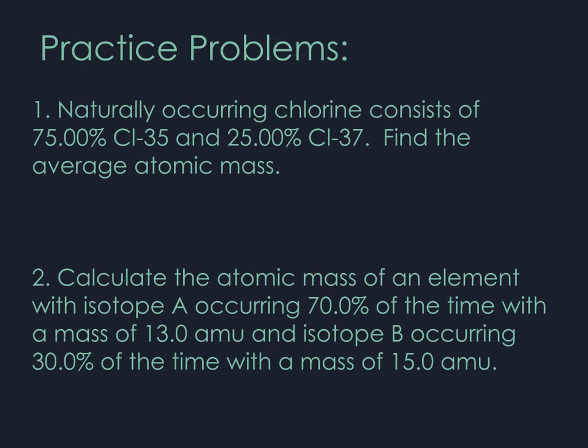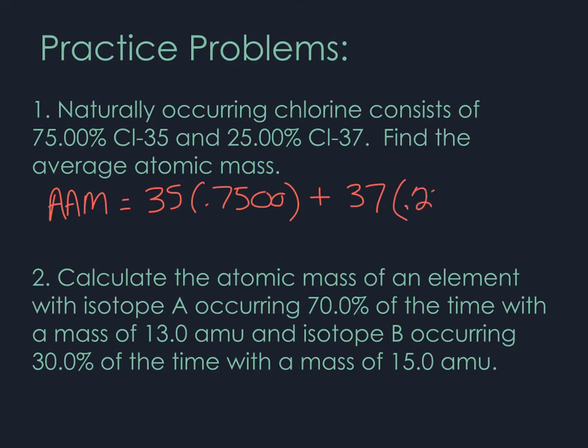So again, average atomic mass is the first mass, which is 35, times the decimal percent abundance, 0.7500, plus 37 times 0.2500. Okay, so I'm going to put that in my calculator. 35 times 0.7500 plus 37 times 0.2500, and I get a value of 35.5. Okay, check my sig figs.